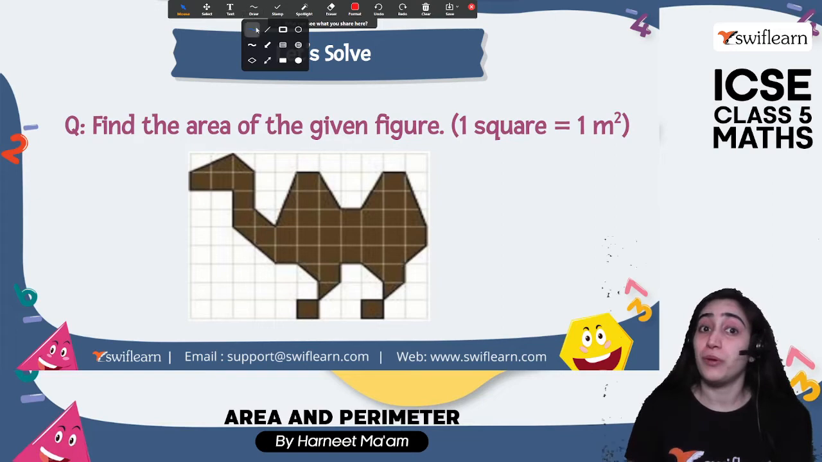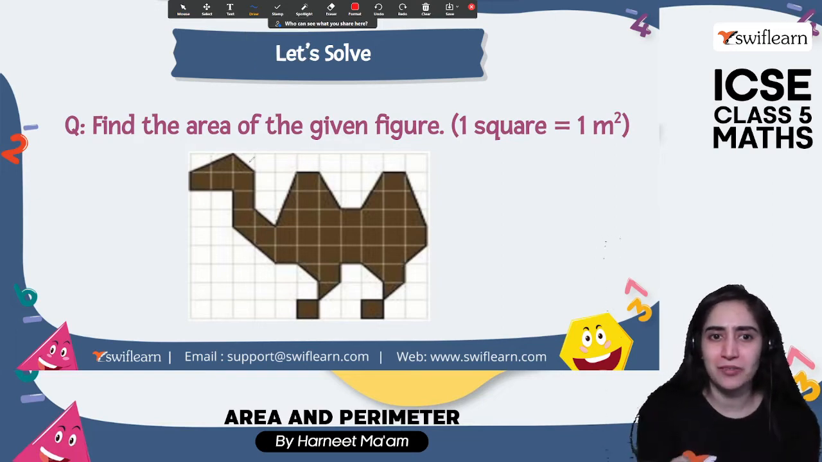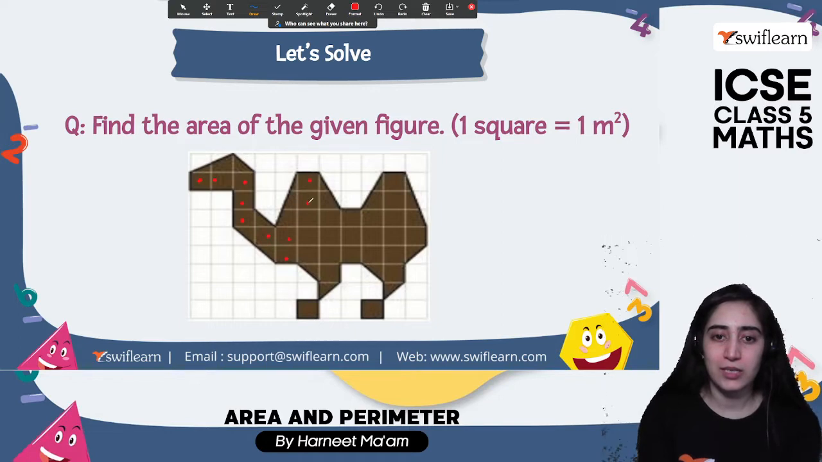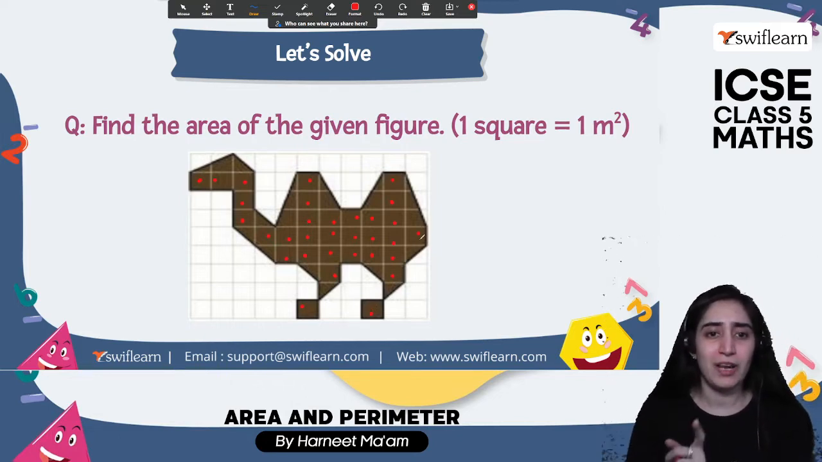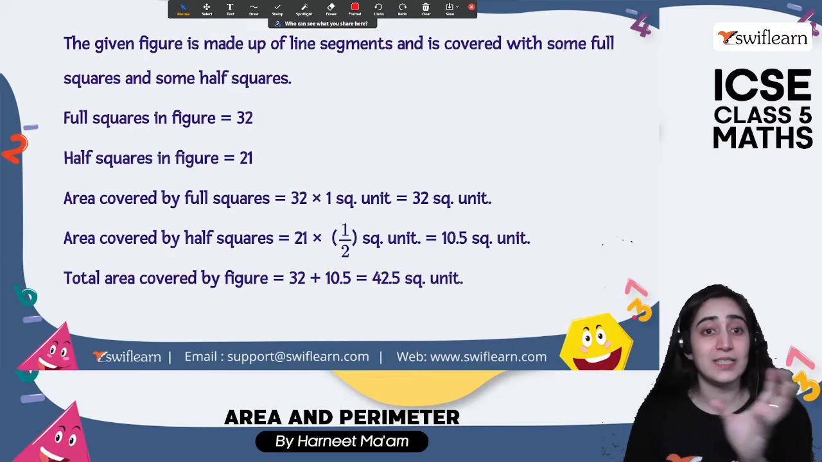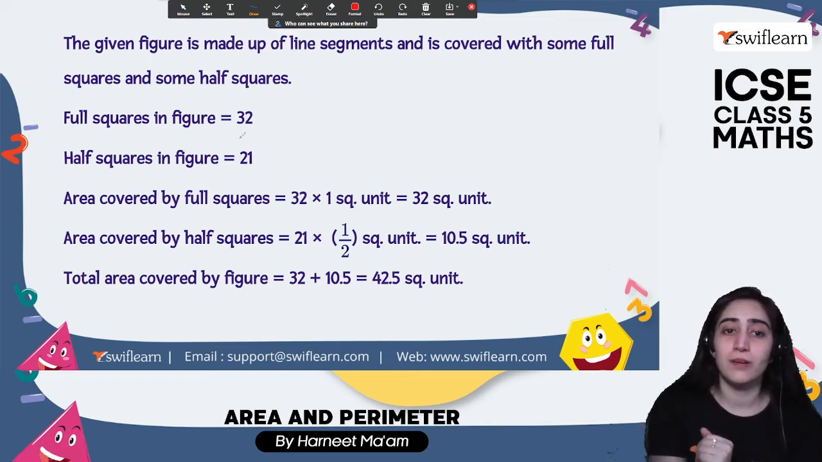Now that was regular, but what about something like this? Is it regular? See, this one has complete boxes, whereas these are incomplete. Let's count the complete boxes first, and we'll talk about incomplete ones later. So 1, 2, 3, and so on up to 32. Is there any complete box that we left? No. So we have total boxes and some are incomplete. The full boxes were 32.